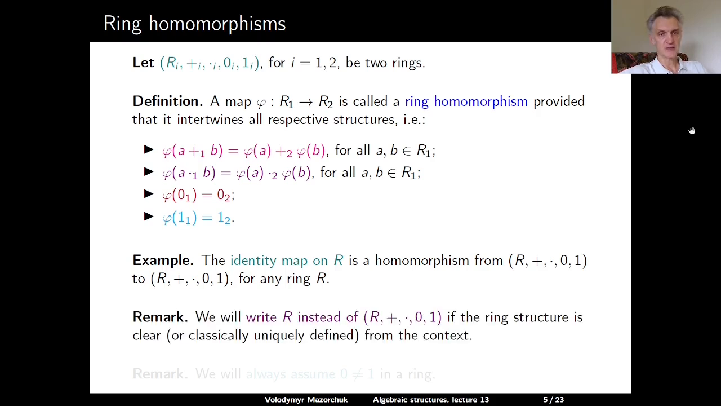Also some remarks: we will usually write R for a ring instead of the full tuple if the structure is clear from the context, so quite often it's uniquely defined. So Z, the set of integers, is a ring with respect to the usual addition and multiplication, and so on. And another remark: we will always assume that in our ring 0 and 1 are different elements. So what happens with the ring where 0 is equal to 1? It's a nice exercise to think about.